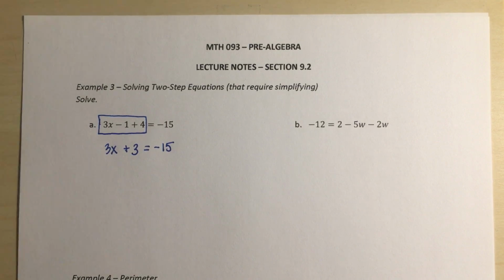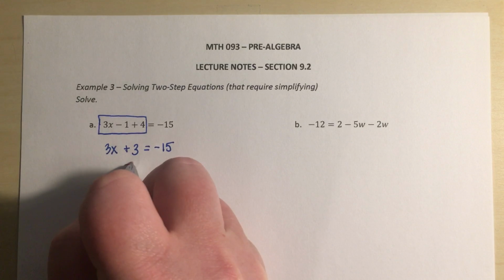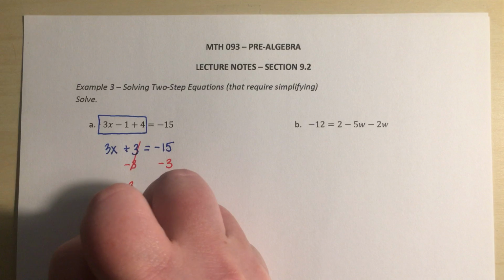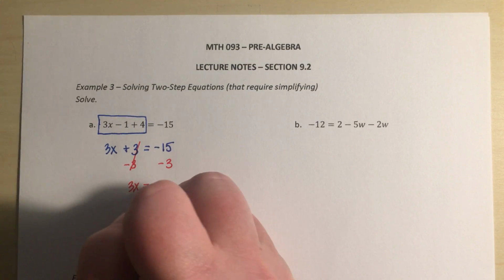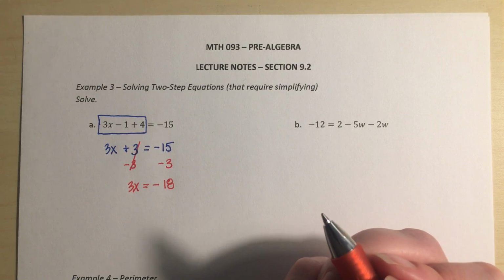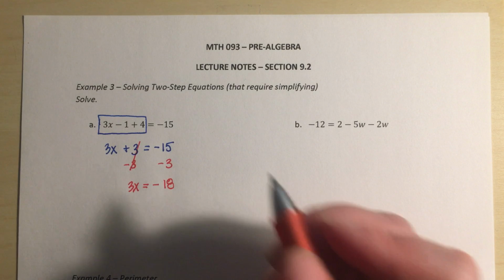Now what we have looks identical to the types of problems that we saw in example 2. So we're going to start by getting rid of this extra number. We're going to get rid of this +3 by subtracting 3 on both sides. We now have 3x equals -18. We added those because they were the same sign, and we kept it negative.